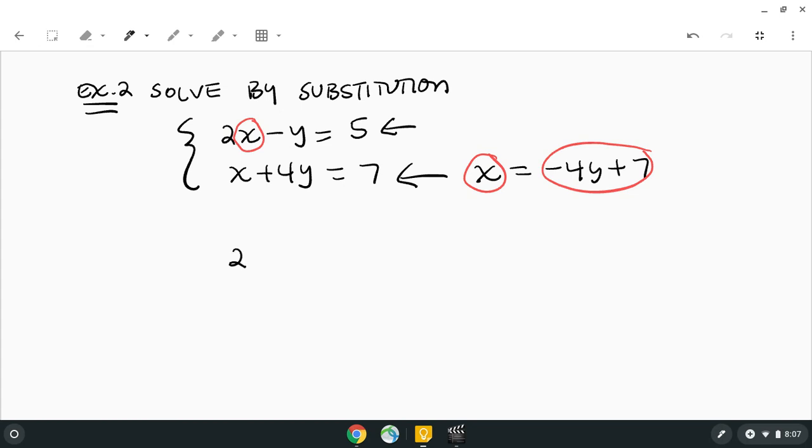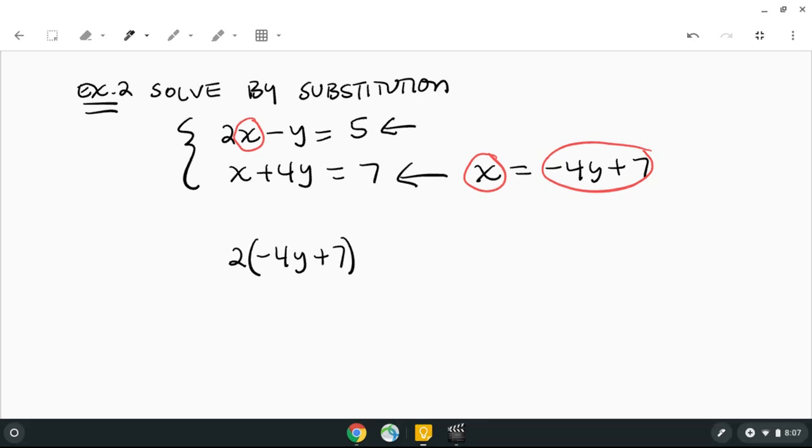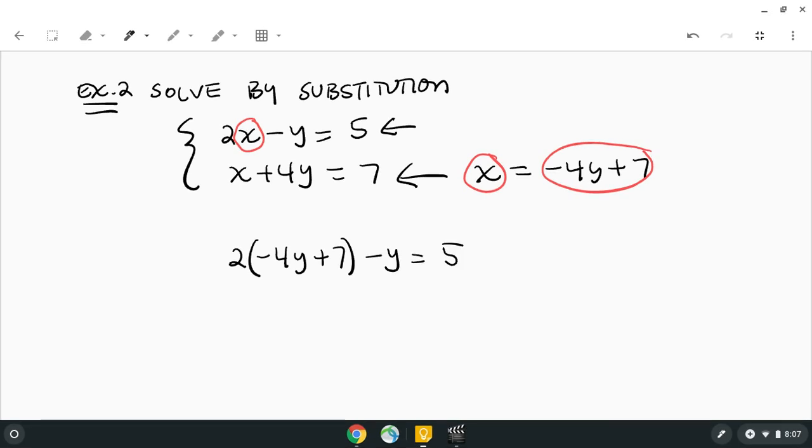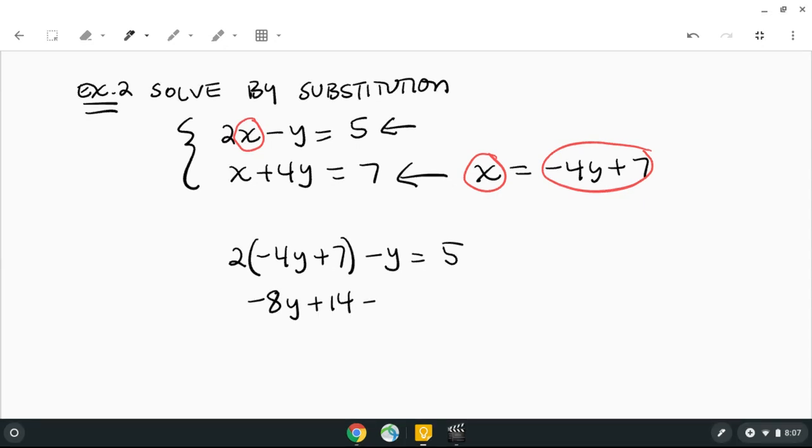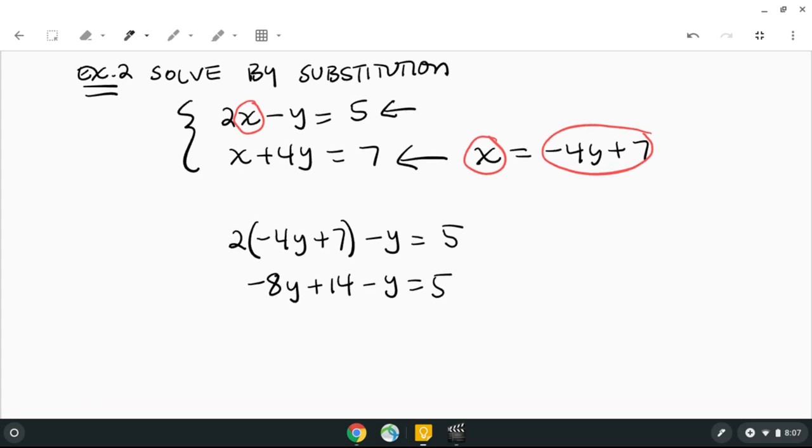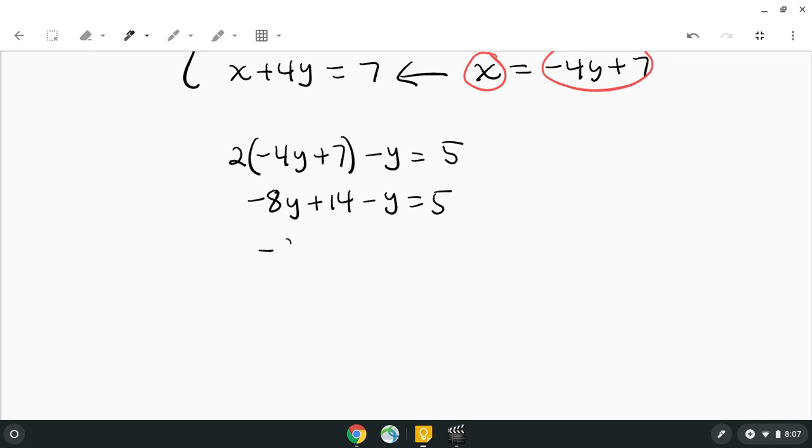So 2 times -4y plus 7, minus y equals 5. And there we go, we have our one equation with just the one variable. So let's distribute that 2. Combine like terms. Subtract 14 on both sides.